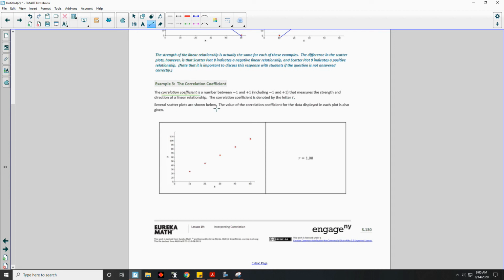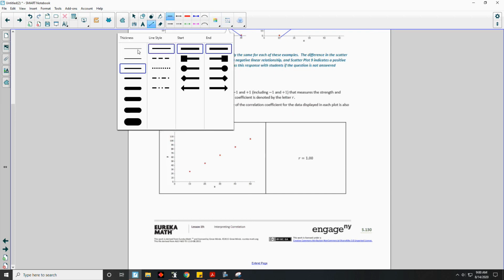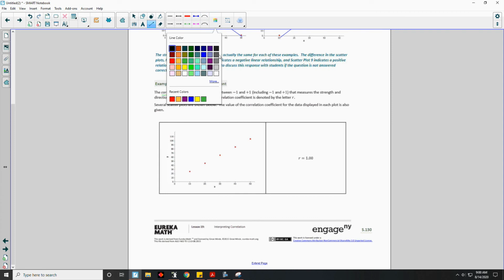Several scatter plots are shown below. Probably on the next page, I guess, because there's only one here. The value of the correlation coefficient for the data displayed in each is also given. So this one is linear, and R equals +1. And the reason it's at its maximum is because it's between -1 and 1 inclusive. If I put my cursor here and drop that there, these points are right on the line. That's as strong as you can get. That is an R value of +1.